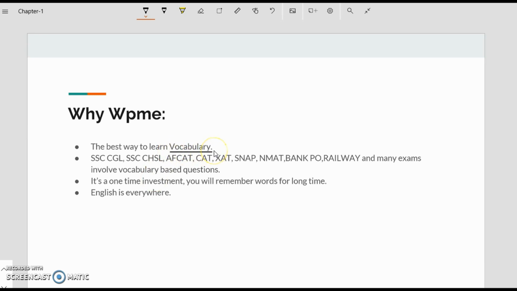How many apps you may download, how many flashcards you may use, how many dictionaries you may turn up, but still people won't remember words. So this is the best way to learn vocabulary. From the examination point of view, whether it is CGL, CHSL, AFCAT, SAT, SNAP, CAT, Railway, Bank PO, whatever it may be, English and verbal ability are part of every examination nowadays. Sometimes the questions are directly taken from this book into the examination. So it is beneficial from the examination point of view also.